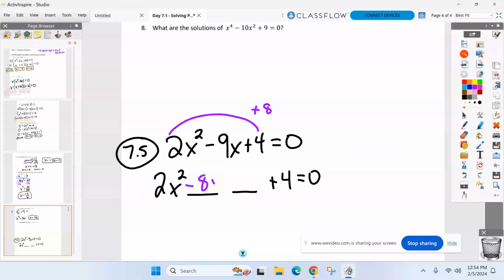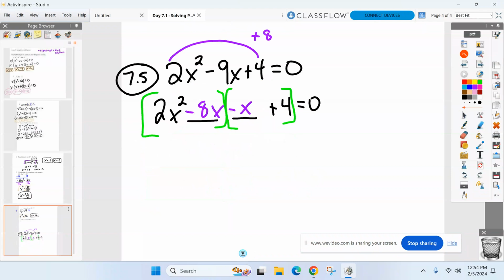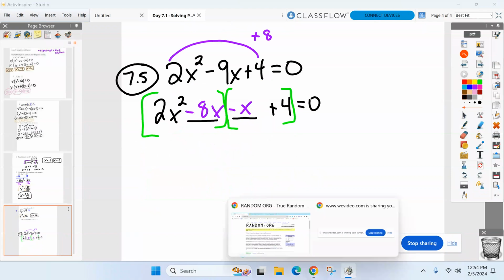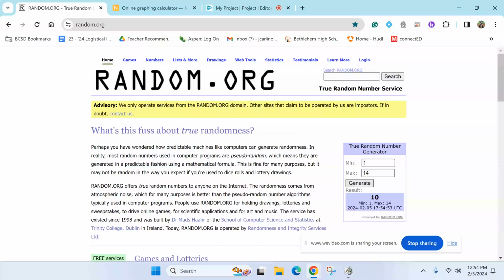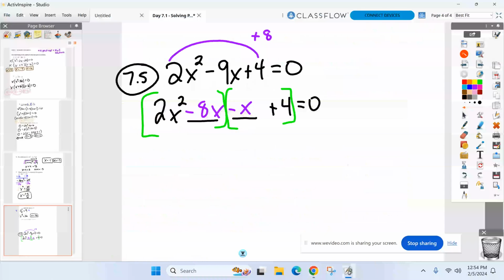Negative 8x, negative 1x. And remember, the order does not matter. The order you put them in does not matter. Now we can group. Now we can group them. So what do you want to take out of the first one? Kate, what do you want to take out of that first one? 2x. Darn right. And what's left? X minus 4.